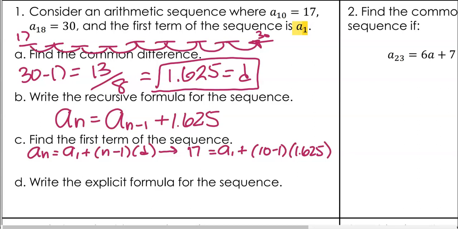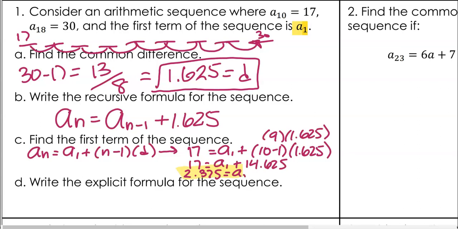Can you solve for A1? Like we did earlier? Distribute, subtract. Try it. You try. Did you get 2.375 for your first term?